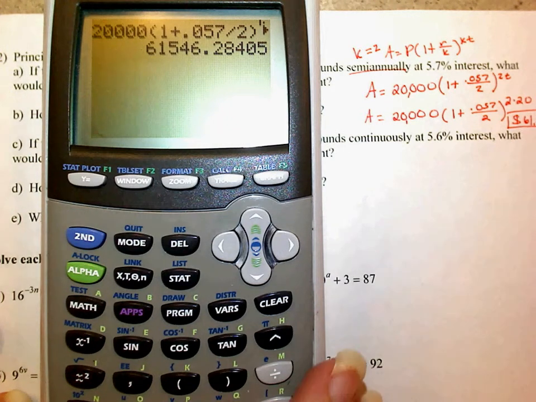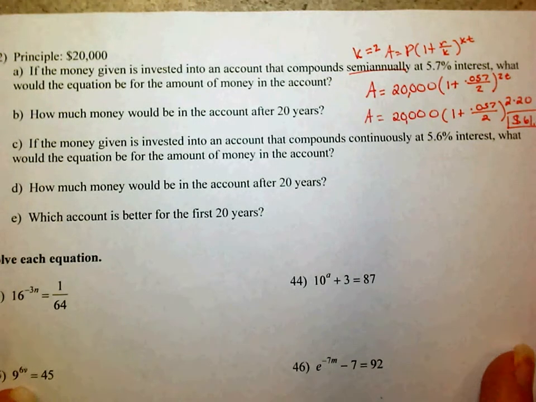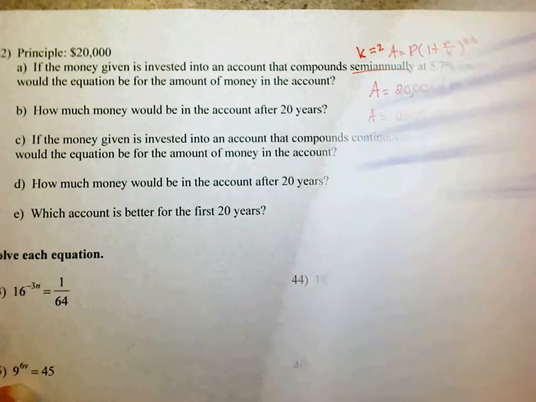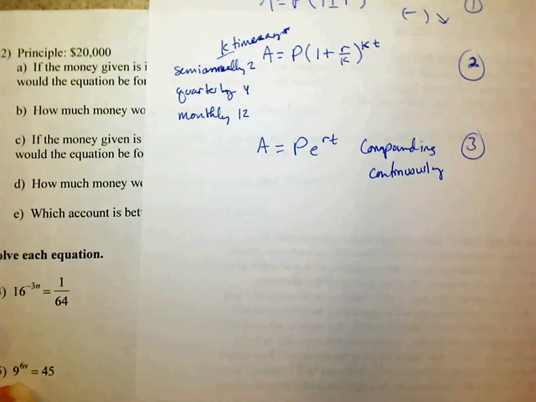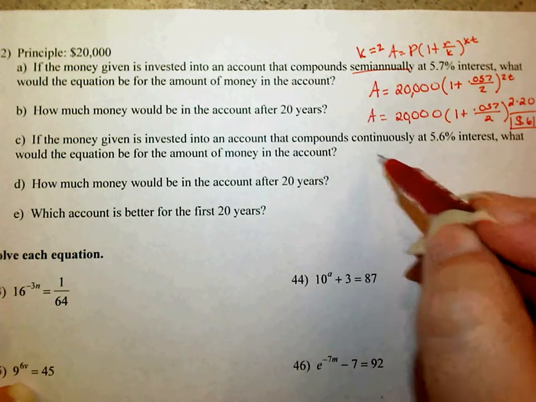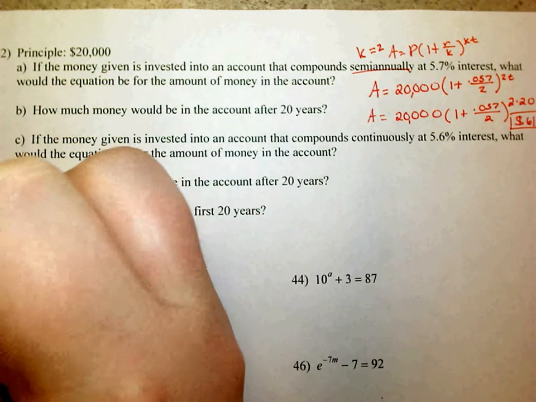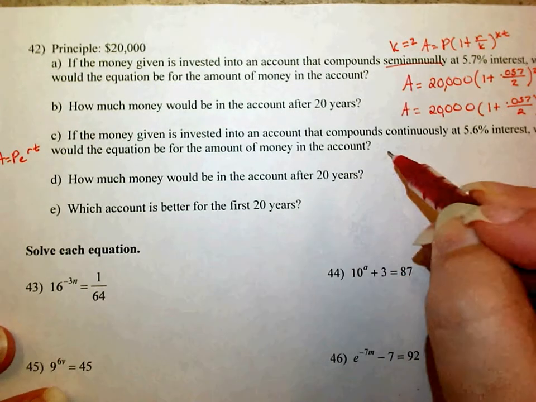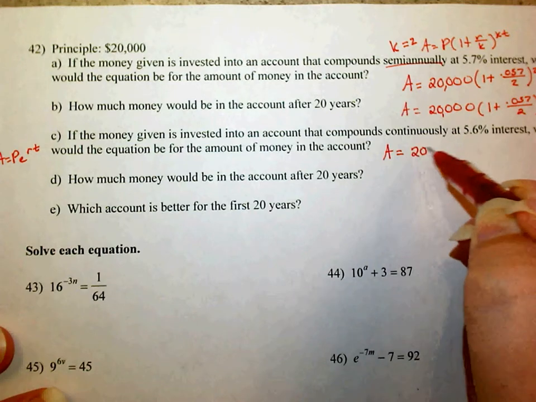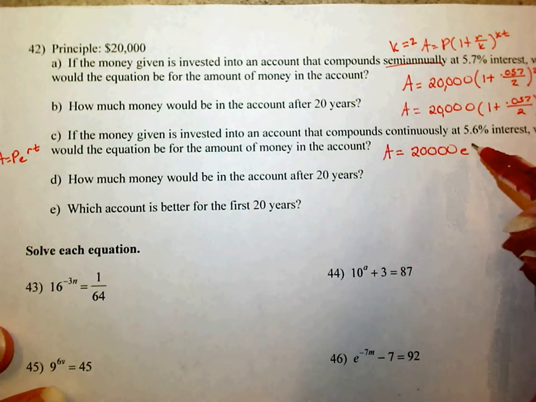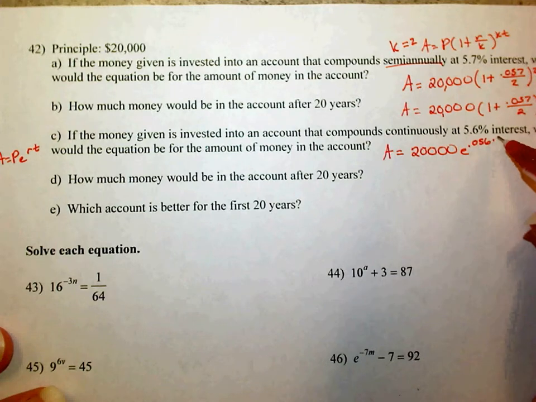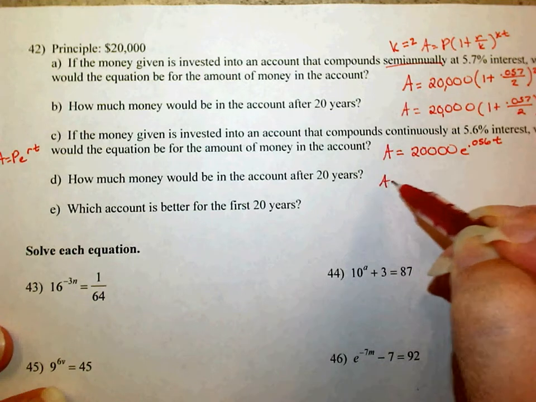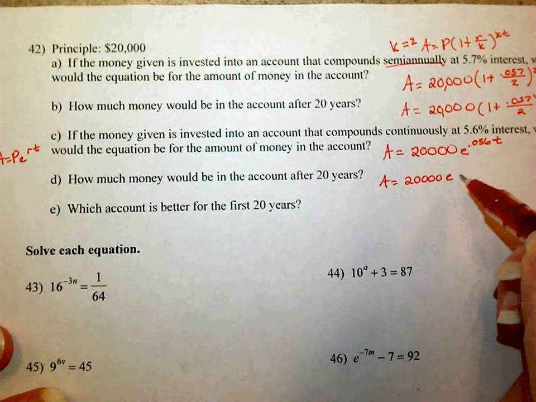Okay? If the money given is invested into an account that compounds continuously, well, continuously is the weird one, it's the PERT. Okay? So amount equals principal times e to the rt. So amount equals principal, same amount of money, 20,000, times e to the 0.056r times t. So leave that as t. Again, 20 years, so amount equals 20,000 e to the 0.056 times 20.